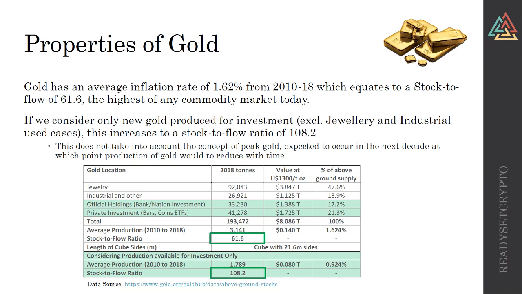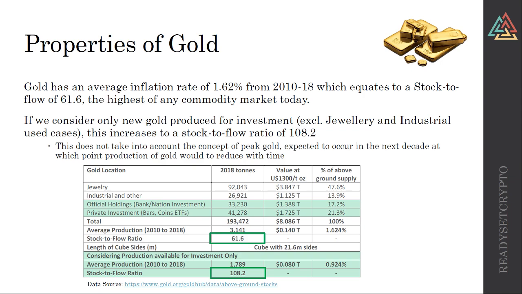What this doesn't take into account is the concept of peak gold, which is expected to occur in the next decade. Peak gold is effectively where we're going to hit the maximum possible production level of gold. And from that point, both due to gold's naturally low abundance, the inflation of gold is likely to drop. Now, we don't know what this is going to look like into the future. So gold's stock to flow ratio will actually also start to increase.